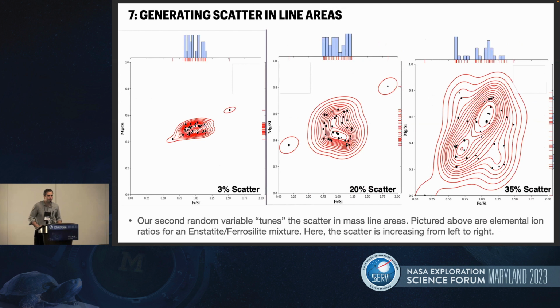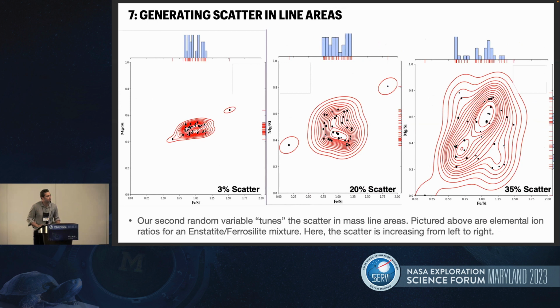So generating the instrumental scatter that we see, we're able to do this for any mixture between the 3 mineral families. I chose to do an enstatite ferrosilite mixture. You can see what it looks like for different levels of scatter seen by the instrument. These plots are kind of how we try to identify composition.